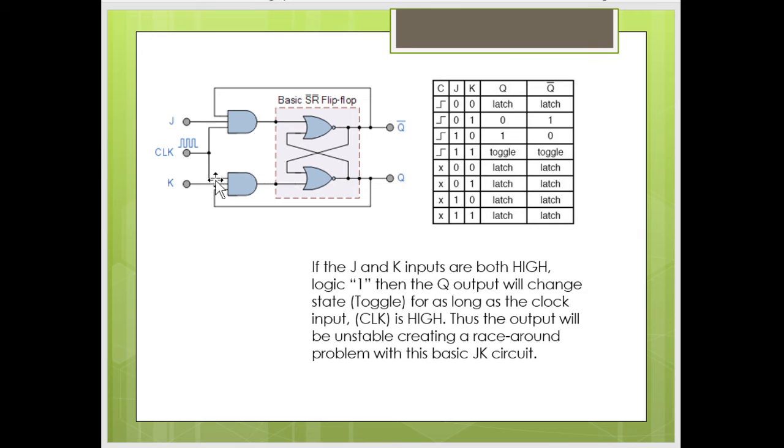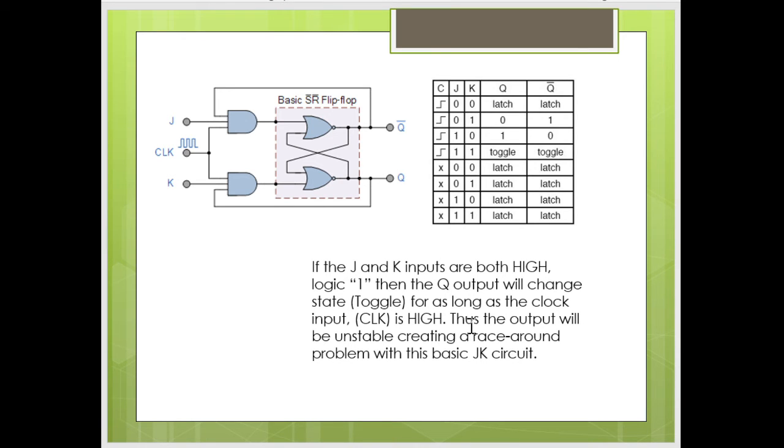Now you can see here the RS flip-flop has been converted into a JK flip-flop by adding two AND gates, and these two AND gates have three terminals. One is J or K, the second is the clock, and the third is the complement of the output. If J and K are both kept logically high, then the Q output will remain in the toggle state. That means it will change state every time the clock appears. If Q bar is 0 and Q is 1, then it will change the state to 1 and 0.